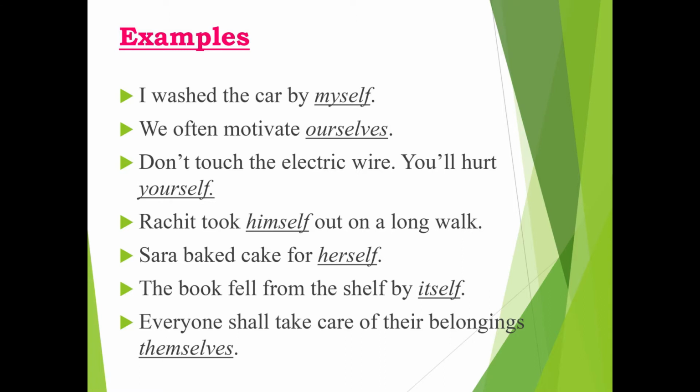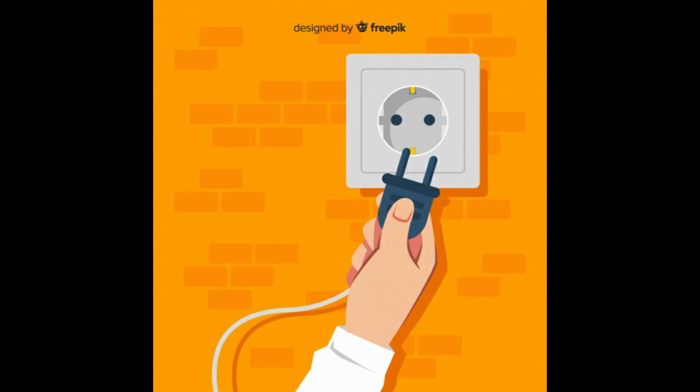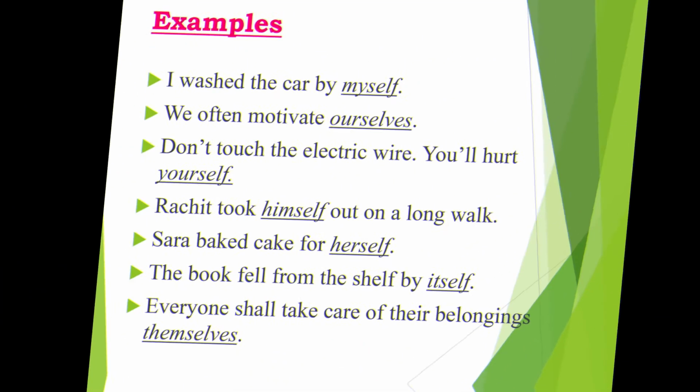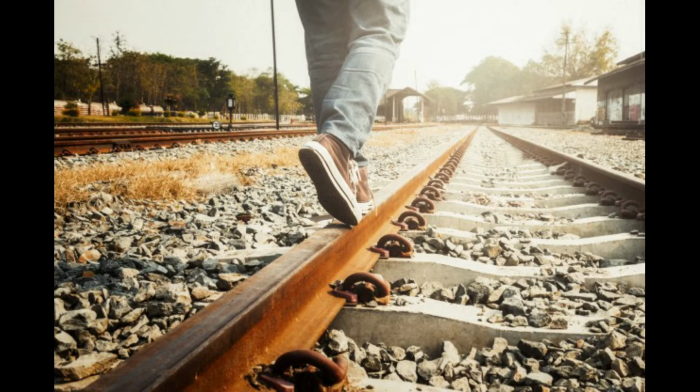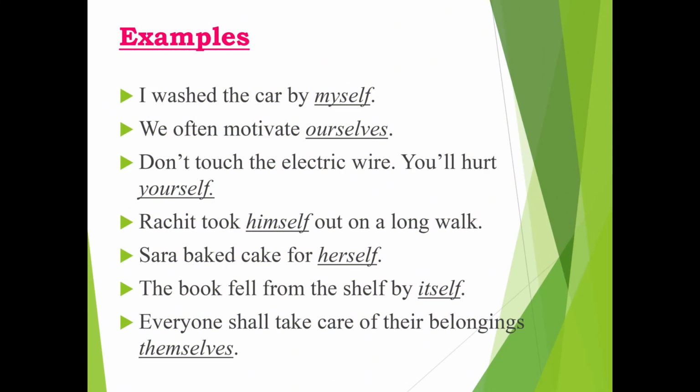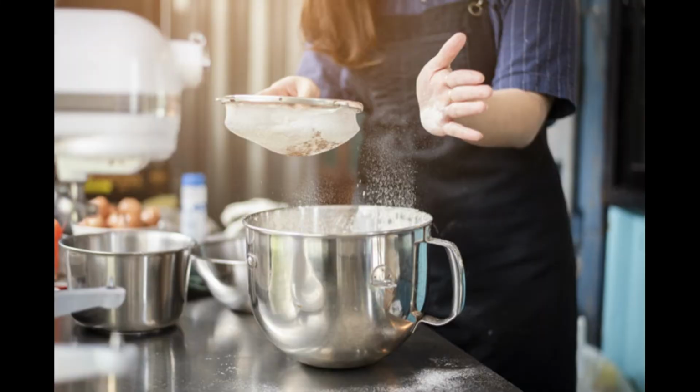Next, don't touch the electric wire, you will hurt yourself. Here also, the action of hurting is pointing towards the subject. It's reflecting towards the subject itself. Next, Rachit took himself out on a long walk. So, took is our verb, and the subject is Rachit, so he is taking himself out on a long walk. Sarah baked cake for herself. So the baking of cake is being done for herself only.